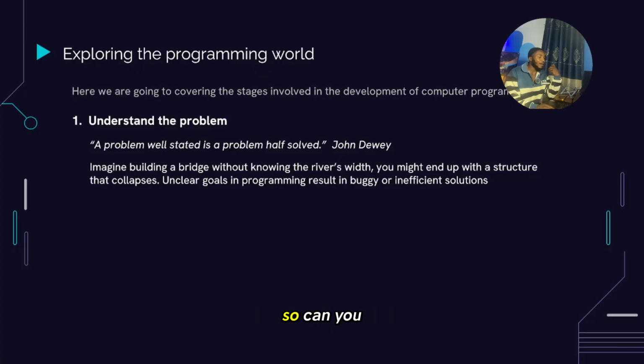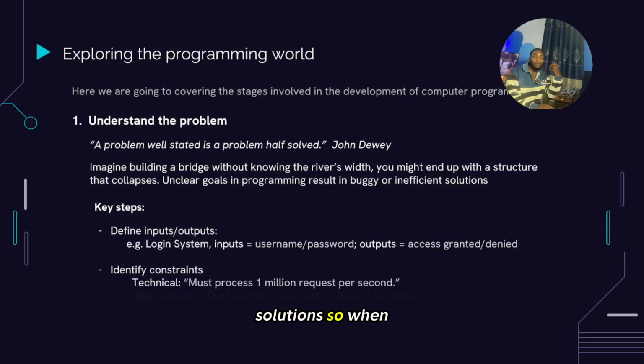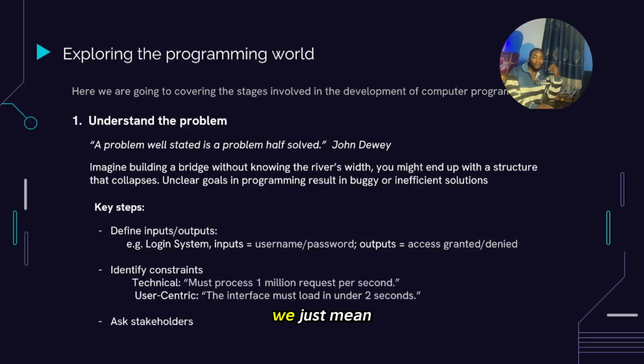Can you imagine that you are planning on building a river without calculating the river's width? Just imagine what can happen. So in programming, unclear goals will result in buggy or inefficient solutions. When we mean buggy in programming, we just mean a code base or a program that has issues in it. So now, what are the key steps that are involved in understanding the problem? Let me just list all, and then we start with the first.